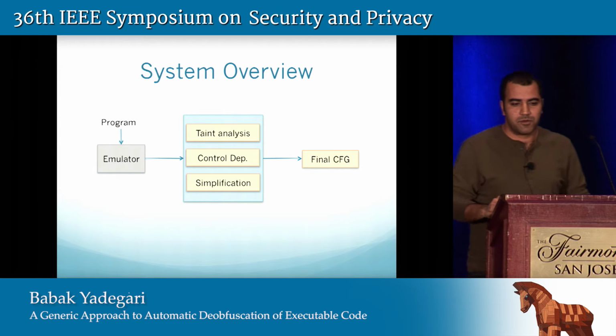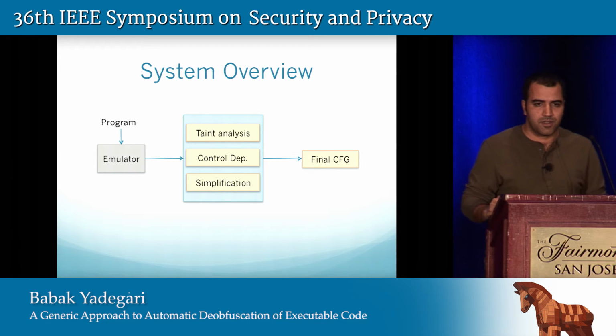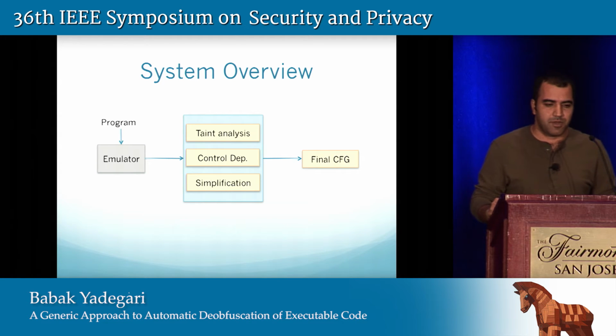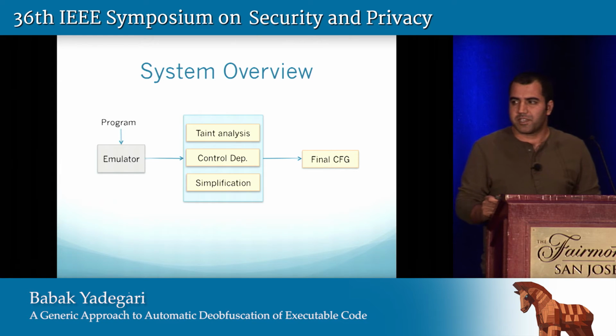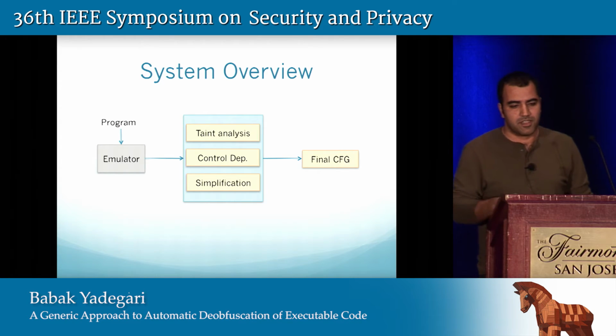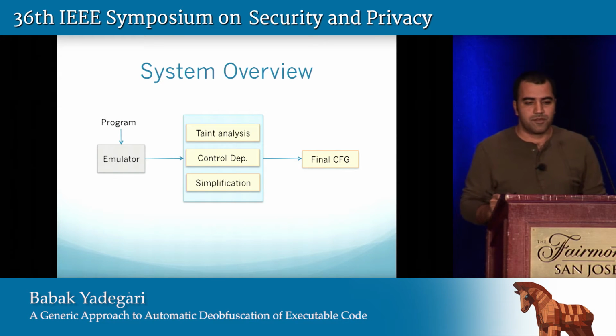This is our system overview. We first get an execution trace of the program using an emulator, which in our case is Ether on top of Xen. Then we identify inputs and outputs of the program. We propagate taint forward from inputs and backward from outputs to identify all the computations that affect or are affected by the input and output values. Then we find control dependencies, and then we apply some simplification transformations on the code. From the simplified trace, we construct a final control flow graph.